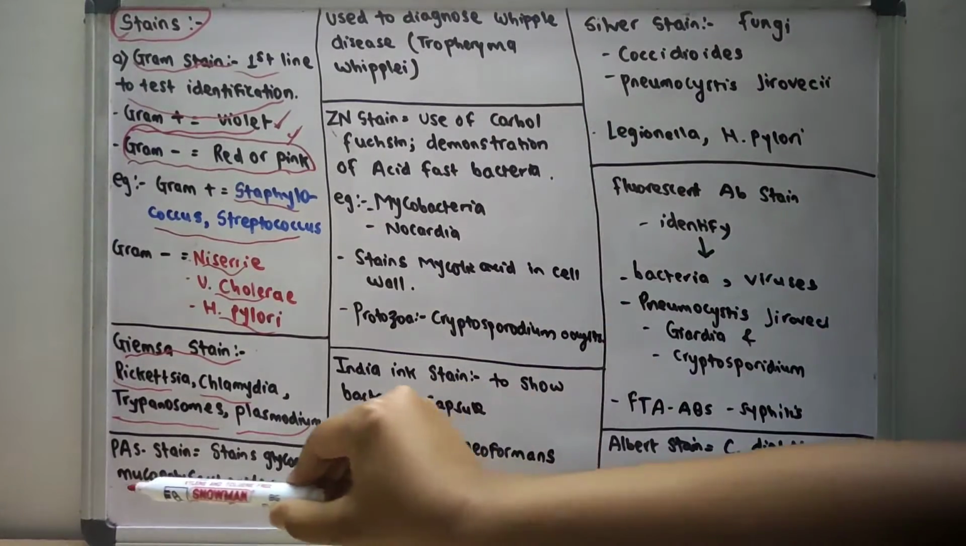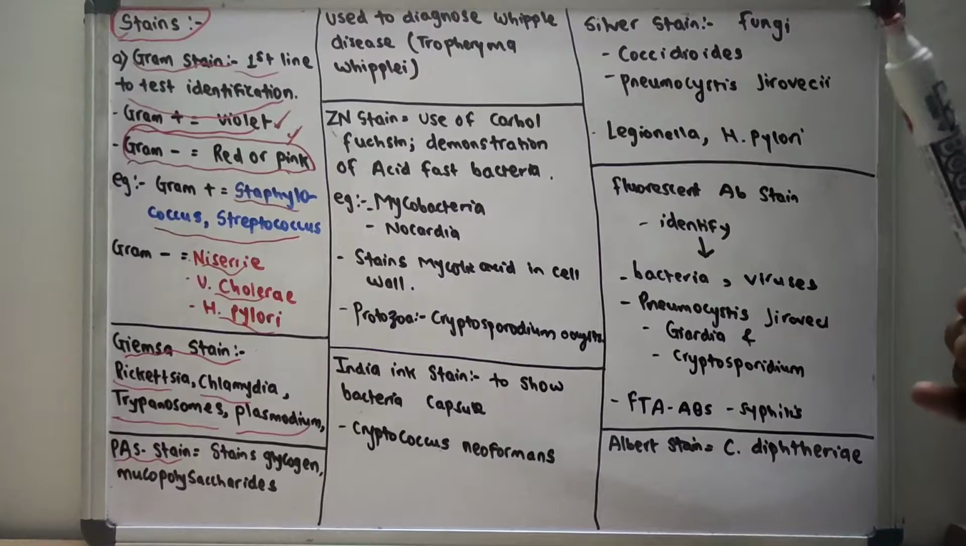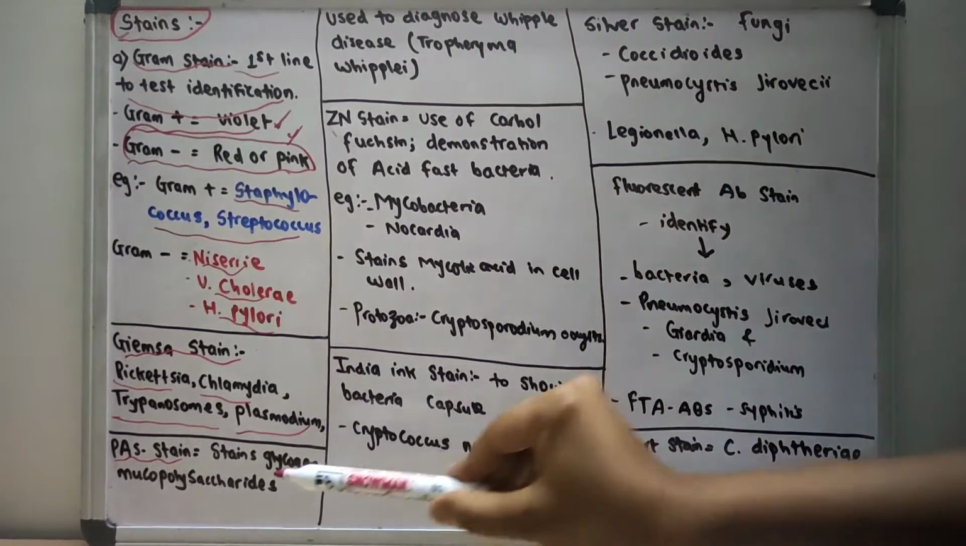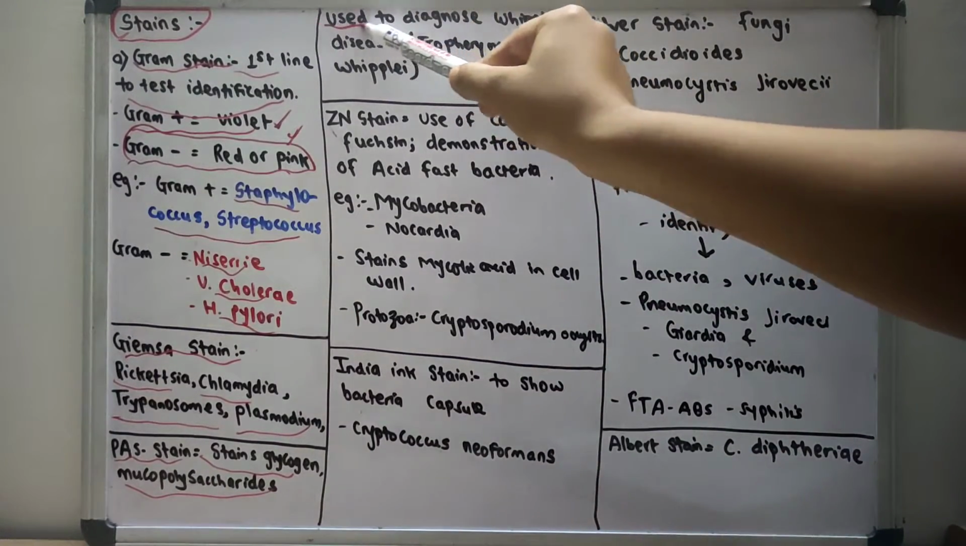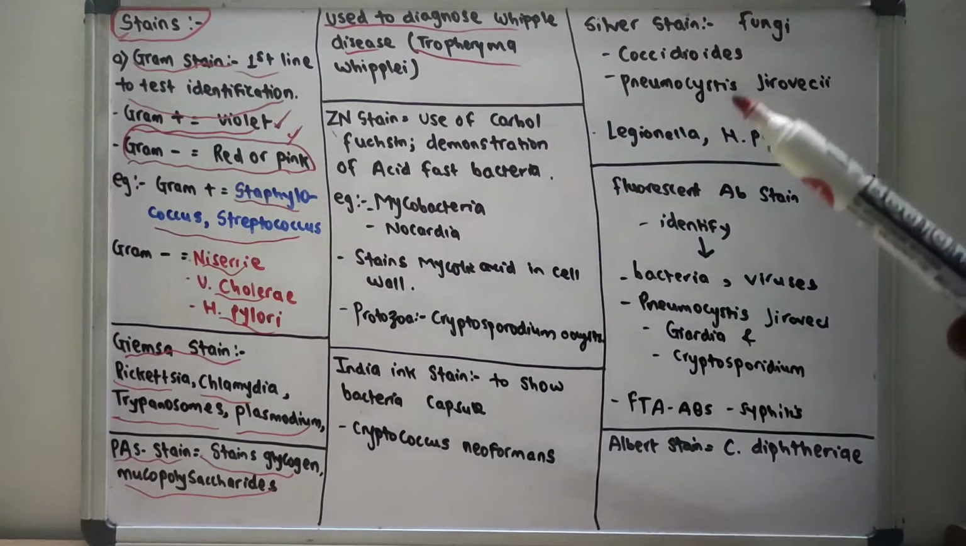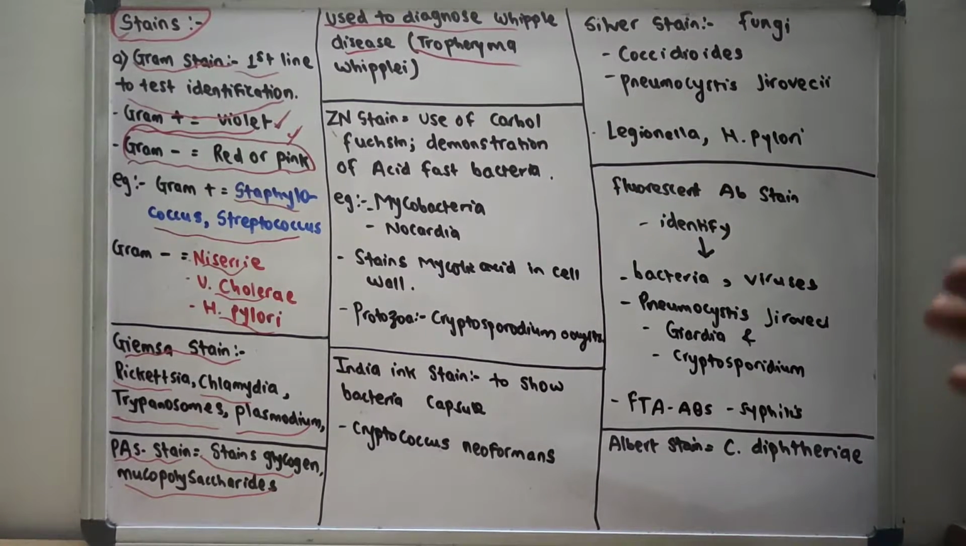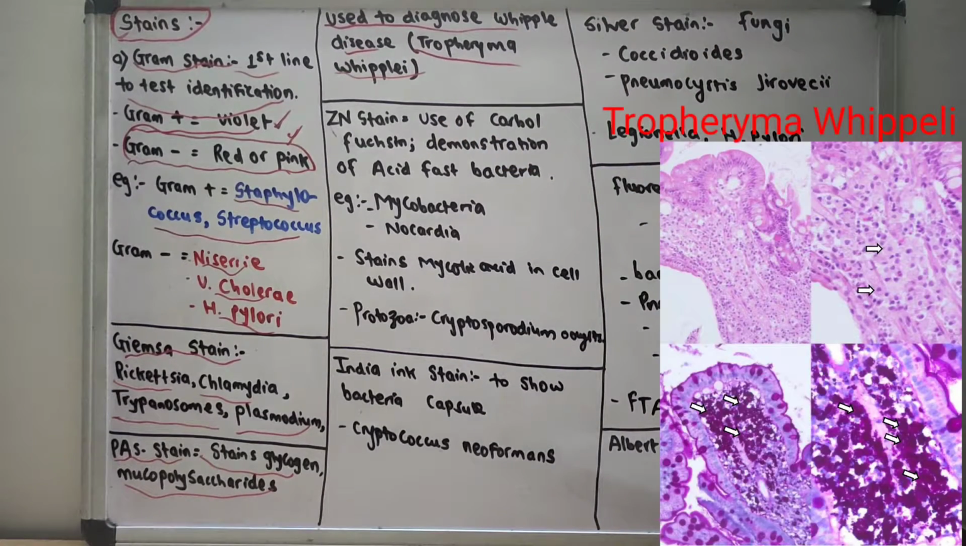Now let us talk about the PAS stain. The PAS stain is the periodic acid Schiff stain. It stains the glycogen and mucopolysaccharide. It is used to diagnose Whipple disease, you know, Tropheryma whipplei. So Tropheryma whipplei can be demonstrated by the PAS stain. You can see in this figure that they stain like this by the periodic acid Schiff stain. Whenever you see this type of stain in any microscope, you should suspect Tropheryma whipplei.